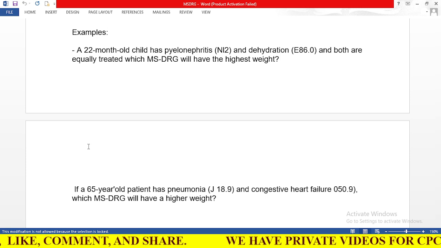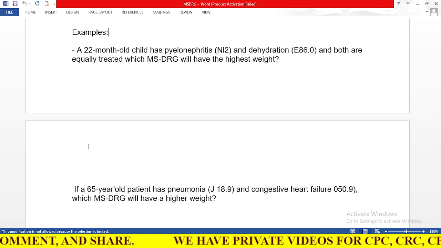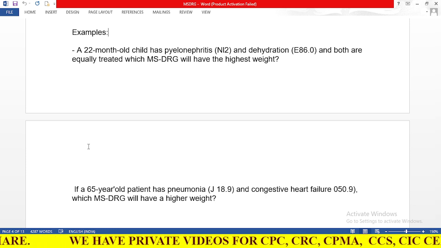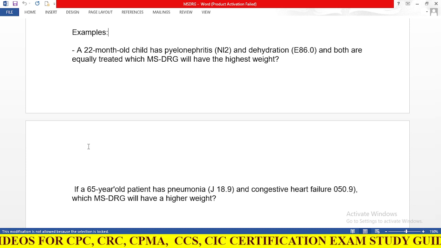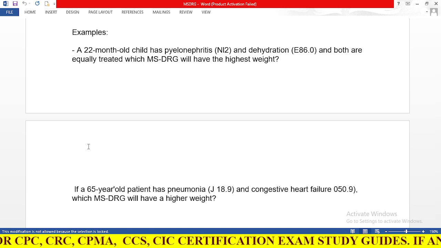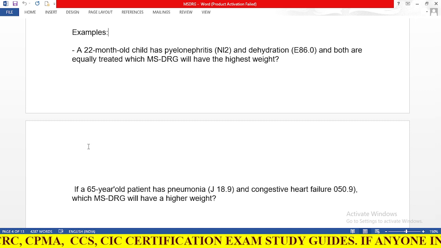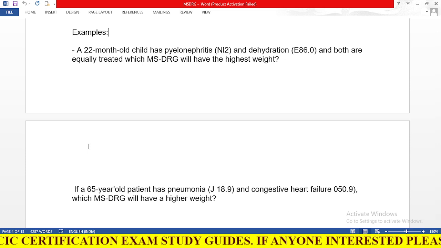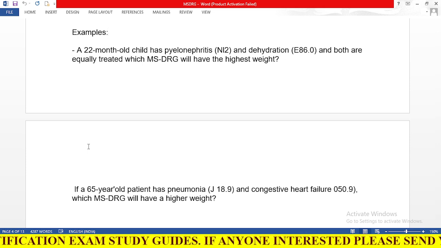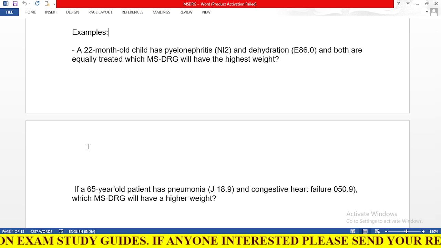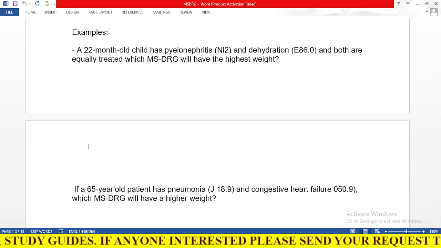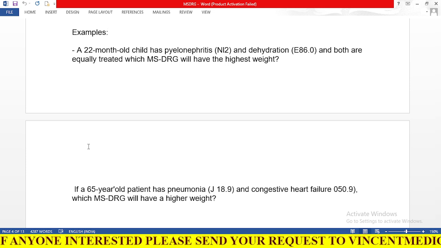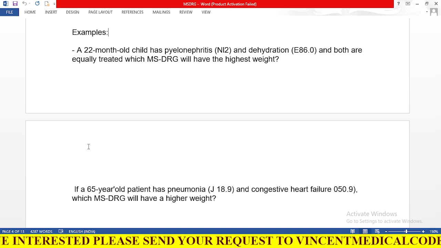We have one more example. Here the patient is a 65-year-old who has pneumonia and congestive heart failure. Which MS-DRG will have a higher weight? If you consider the relative weights, pneumonia is 0.70, whereas congestive heart failure relative weight is 1.50. Obviously congestive heart failure will be the PDX here. So whenever we have multiple conditions, we need to check which has the higher relative weight.